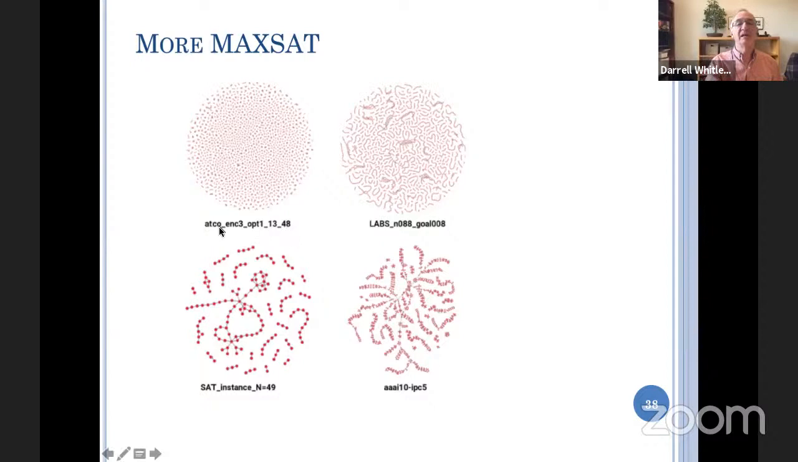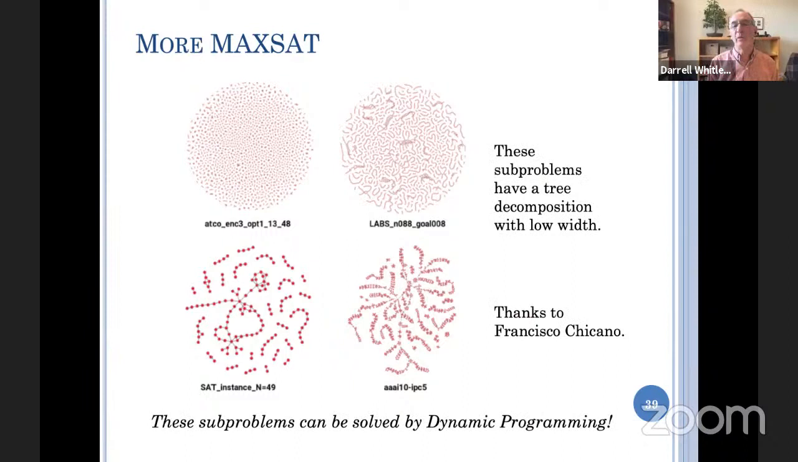Here are more problems, a SAT instance, an AI planning problem, an autoencoder problem. And one pattern you might start to notice here is that these problems have a tree composition with low width. So we could apply our partition crossover, but for these problems, we could also use dynamic programming. These are all simple enough that they can be solved by dynamic programming in linear time. And this is something that I've been looking at with Francisco Chicano for a couple of years. We had a paper in EvoStar 2 years ago and should have a journal paper out very soon now.